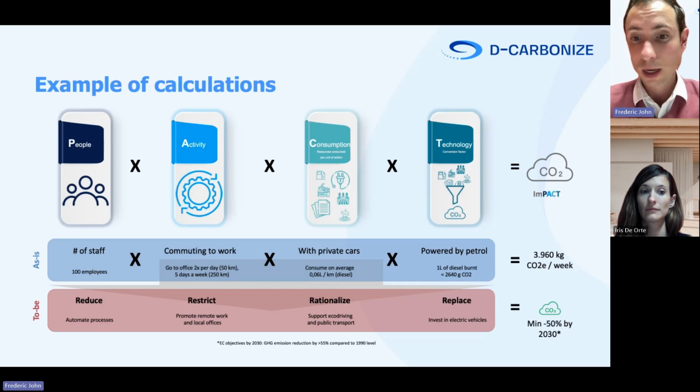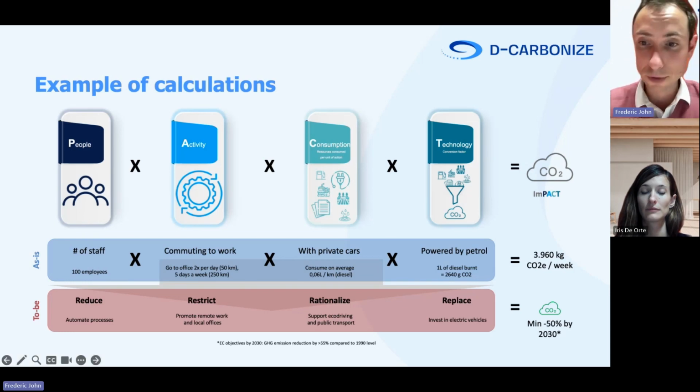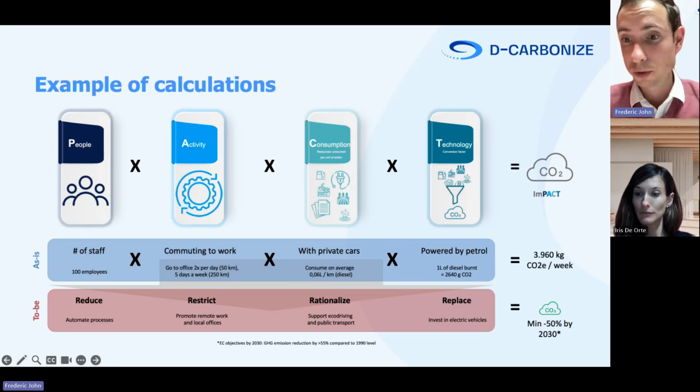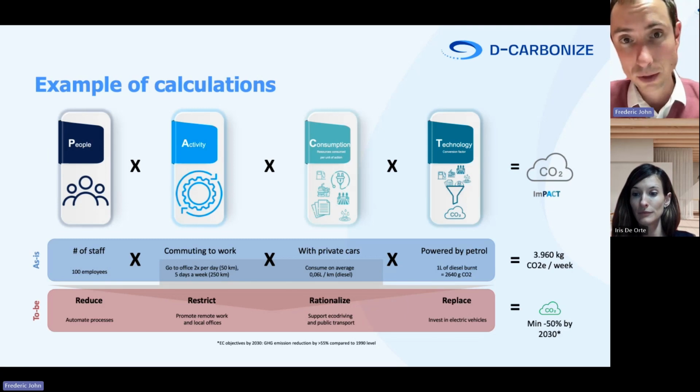per kilometer. And we know, thanks to the emission factor, that 1 liter of diesel burns equals 2.64 kilograms of CO2 equivalent. And when you multiply everything, well, you've got your result, which is 3.96 tons of CO2, or let's say almost 4 tons of CO2.